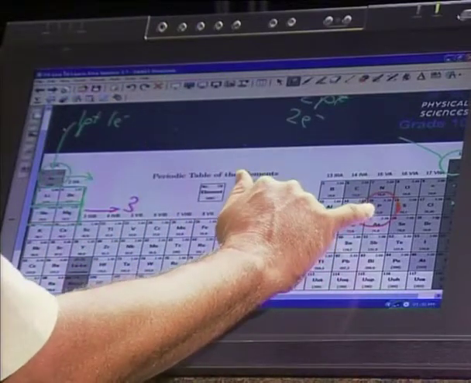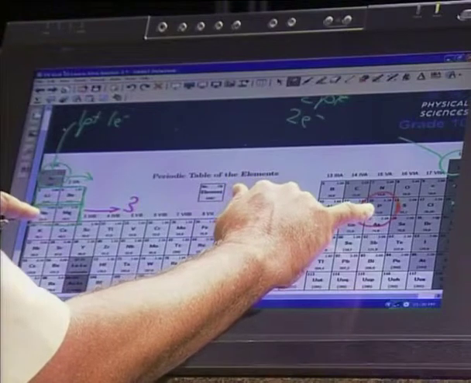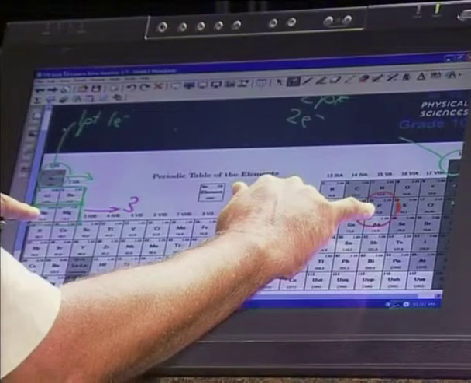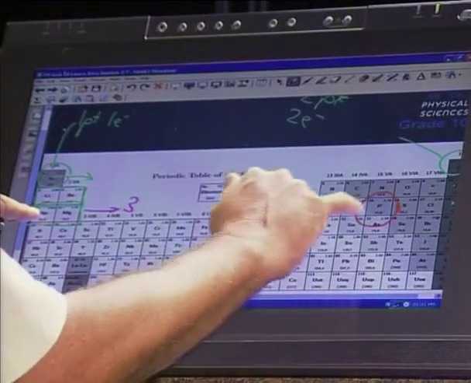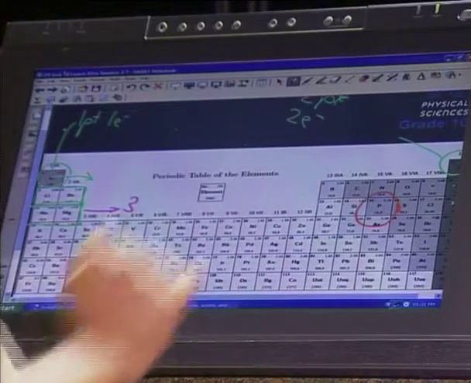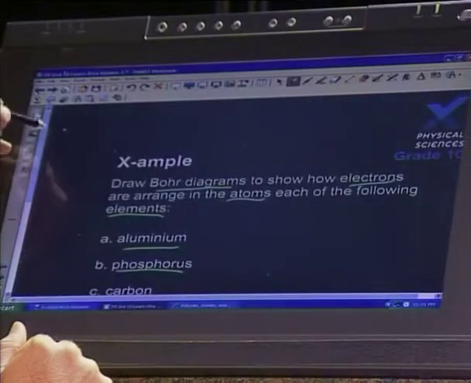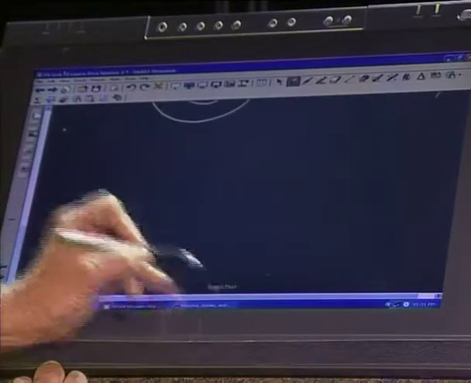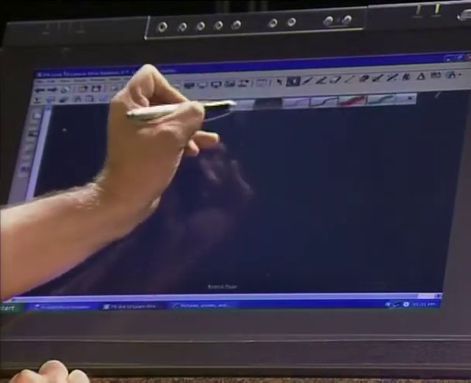Let's see if we can predict. It's also in period 3, so we're going to predict it's going to look very similar to aluminium. It's also going to have 3 energy levels, but it's going to have 5 in the last shell. So let's write it down and let's see if we're right. And that's exactly what we're going to do here. Let's write phosphorus in and get it done. So phosphorus, 15 protons, 15 protons means it is 15 electrons.